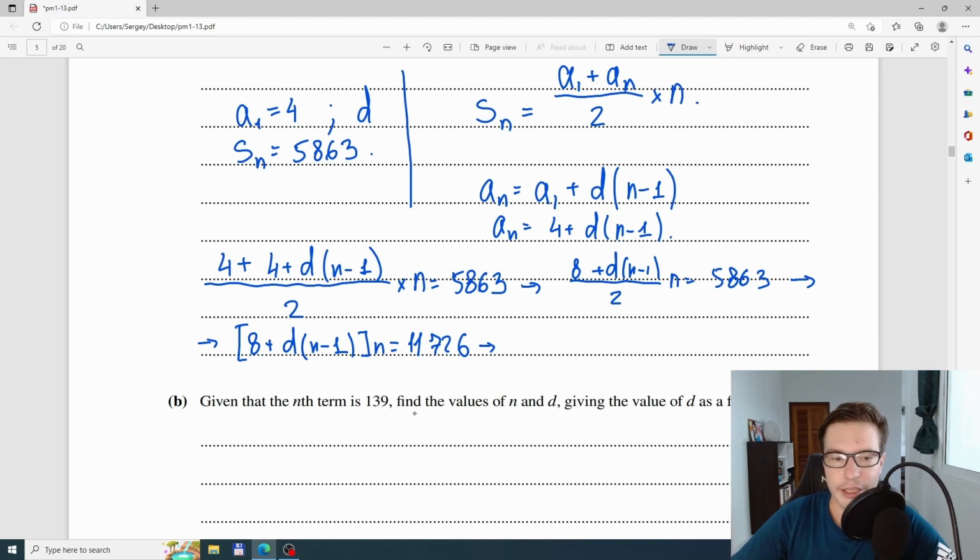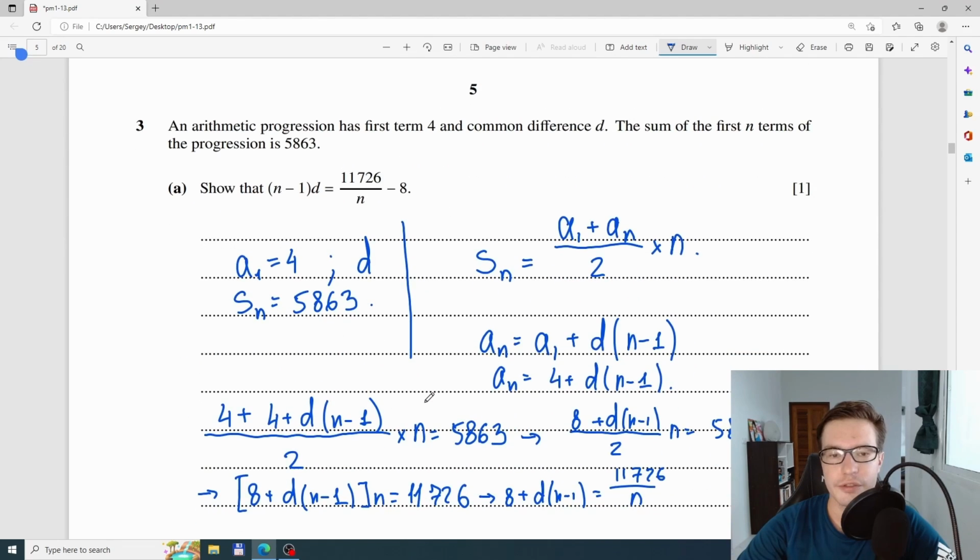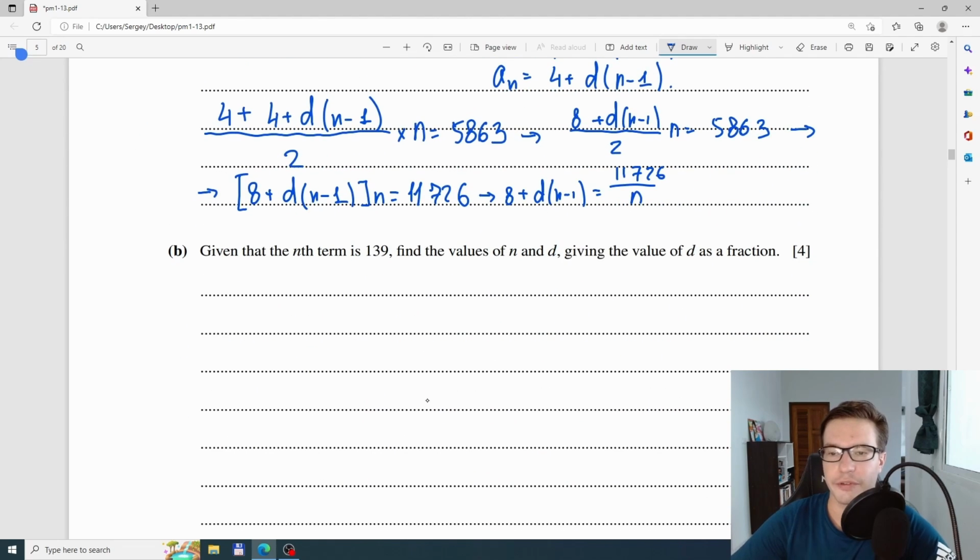Then divided by n, we'll get 8 plus d times n minus 1, equals to 11726 over n. And now all I have to do is to move 8 from the right side to the left. So n minus 1 times d equals to 11726 over n minus 8. That's exactly what we had to show.